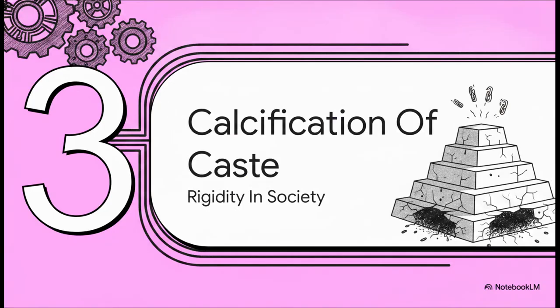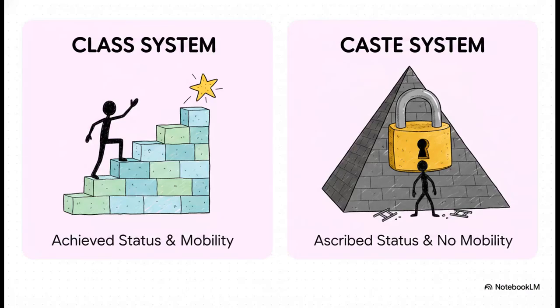All right, Section 3, Calcification of Caste, Rigidity in Society. Now, what's really interesting here is we are going to completely pivot the metaphor. We just saw that absolute rigidity and determinism is the holy grail for silicon hardware. But when that exact same rigidity is applied to human society, it is utterly toxic. Let's look at the sociological distinctions from our research. A class system is primarily economic, right?